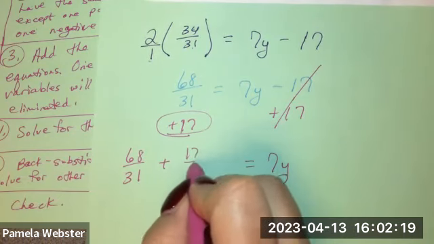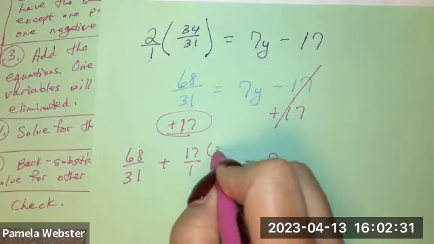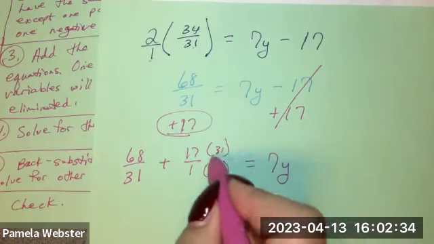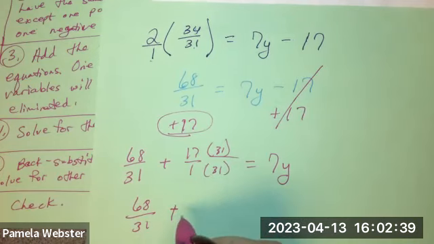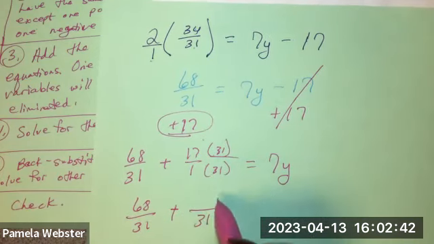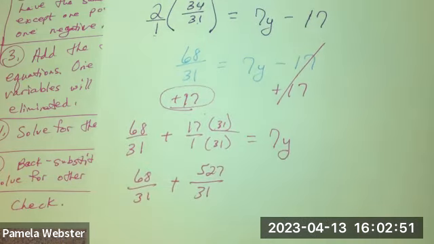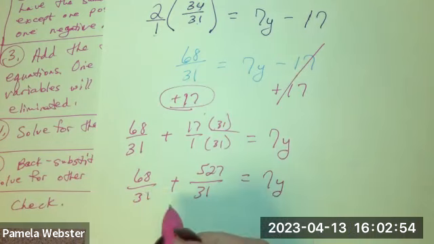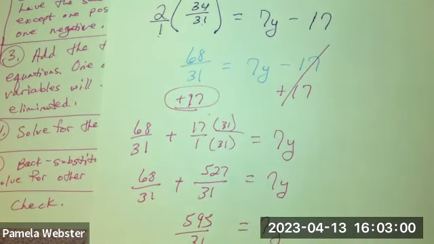but that's 17 over 1. And I really need a common denominator. And between 1 and 31, the common denominator, unfortunately, is 31. So I'm going to multiply here by 31 and here by 31. Got to get a common denominator because I can't add these fractions without a common denominator. That stinks. So 17 with a 31 on the bottom is 527. Oh, that's a big number. And when I add these, I've got 595 over 31 equals 7y.